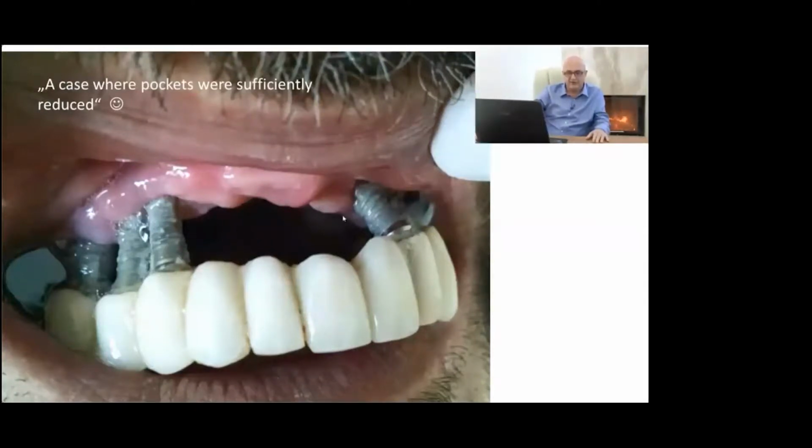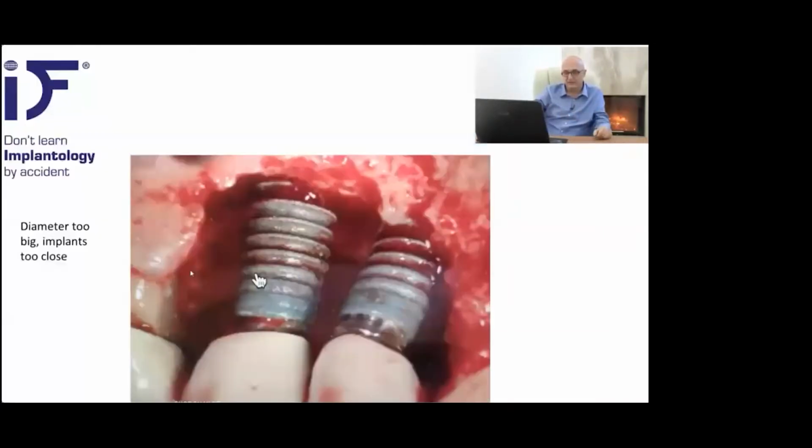And for these patients with a lot of bone loss, with the corticobasal implants, we have very, very good solutions. I mean, we can fix this problem in a few days. Another example here, I took this out of a textbook.